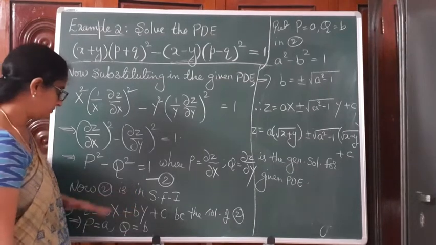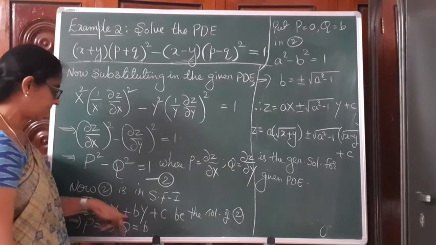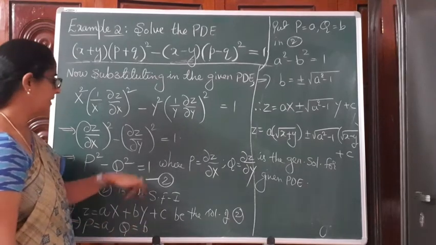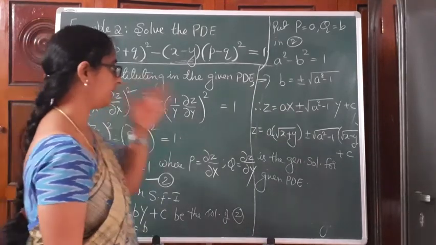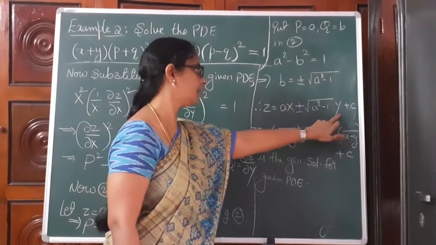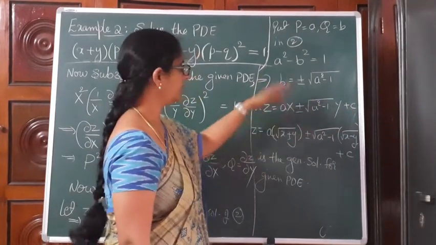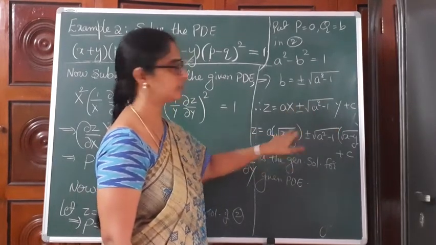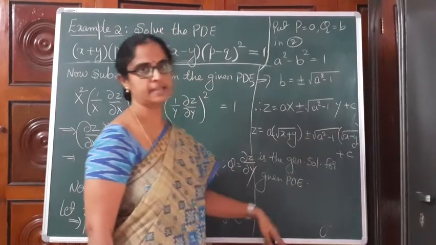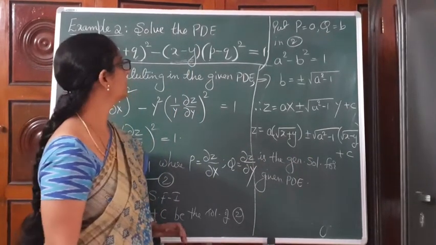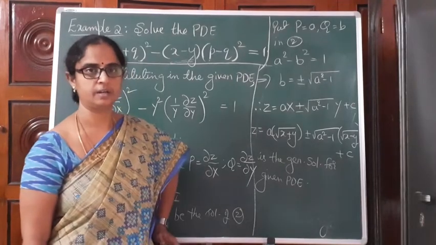Because it is in standard form 1, we assume the solution to be a capital X plus b capital Y plus c, and finding p and q values and substituting in equation 2, we obtain the general solution as ax plus or minus root over a square minus 1 into y plus c. Now again we are resubstituting what is capital X and capital Y. Capital X is root over x plus y, capital Y is root over x minus y, which gave us the general solution of the given partial differential equation.